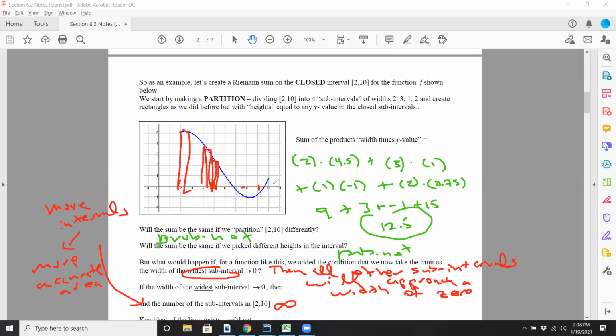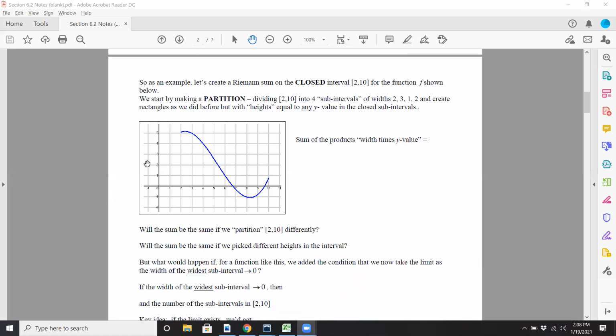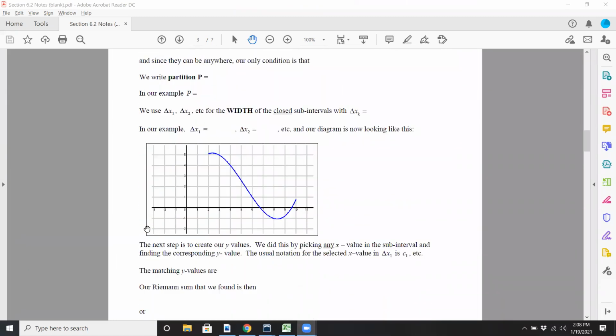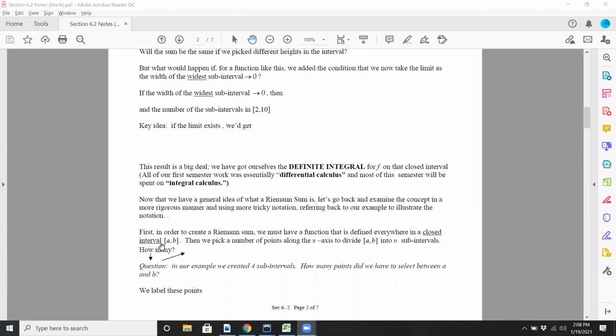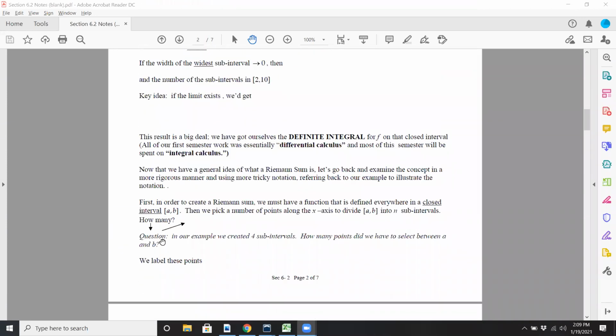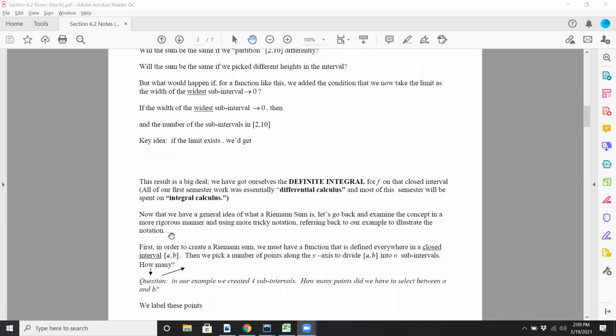And I'm going to end it with this next point, because the next part's going to get really messy with the notation, and I think it's best I do that live in person with you guys. The key idea is if you can find that limit. Basically, what you're trying to do is take the limit as the width of the widest interval approaches 0. If you could take that limit, then what you're going to get, I'll type this up here, is a fixed finite number for the area between the curve and the x-axis.